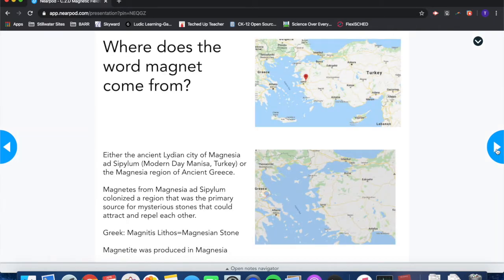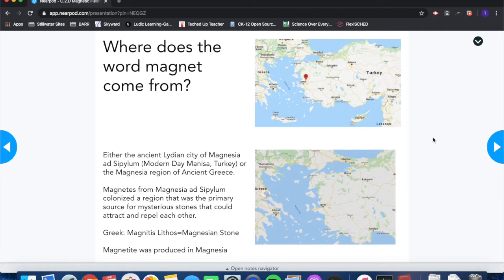Alrighty, let's start off with this. Where does the word magnet come from? Well, there are actually 2 ideas about where the word magnet comes from. It is either the ancient Lydian city of Magnesia ad Sipylum, which is the modern-day Manisa, Turkey, which you can see right here on this map, or it comes from the Magnesia region of ancient Greece, which you can see right here on this map.